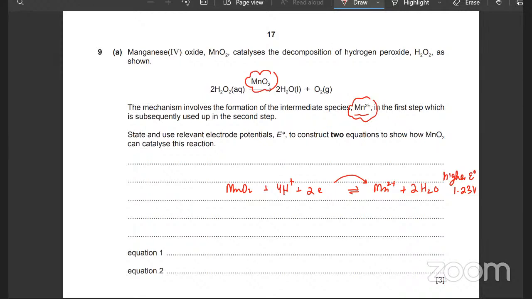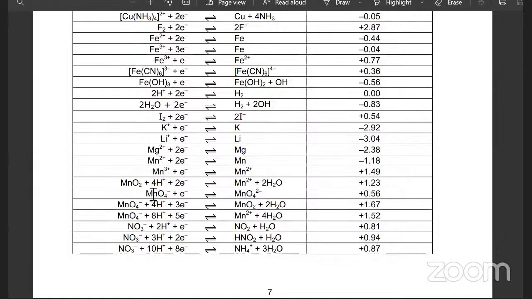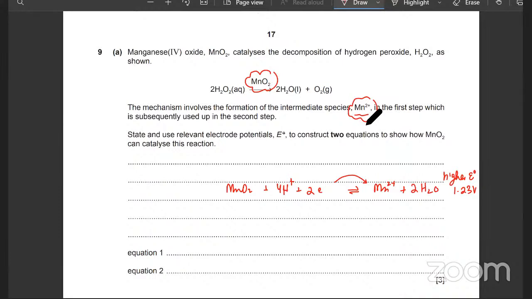And just to be careful, make sure you have no other reaction where this is happening. You don't have MnO2 anywhere else where it's turning into Mn2+. You don't have an equation for that. So that's the first step that's happening. What is it reacting with? The only thing that's present is H2O2. So H2O2 is the one that must be losing electrons, because MnO2 is definitely gaining electrons to form the intermediate.